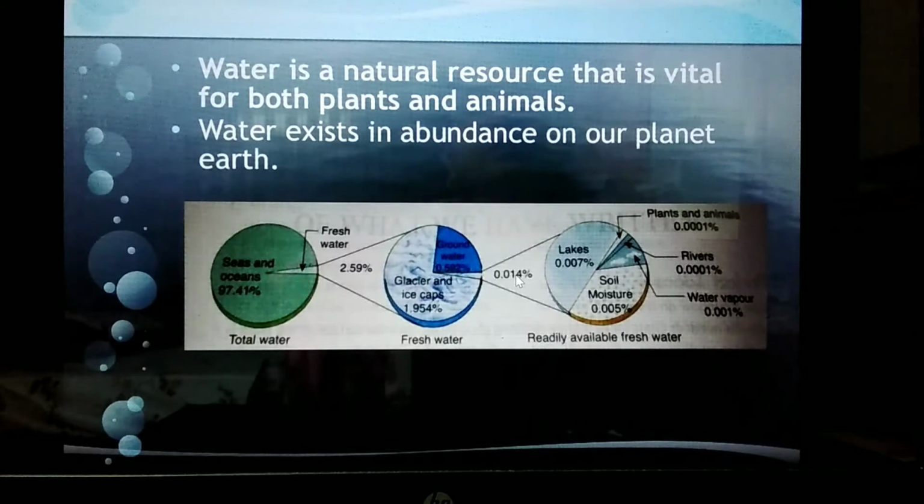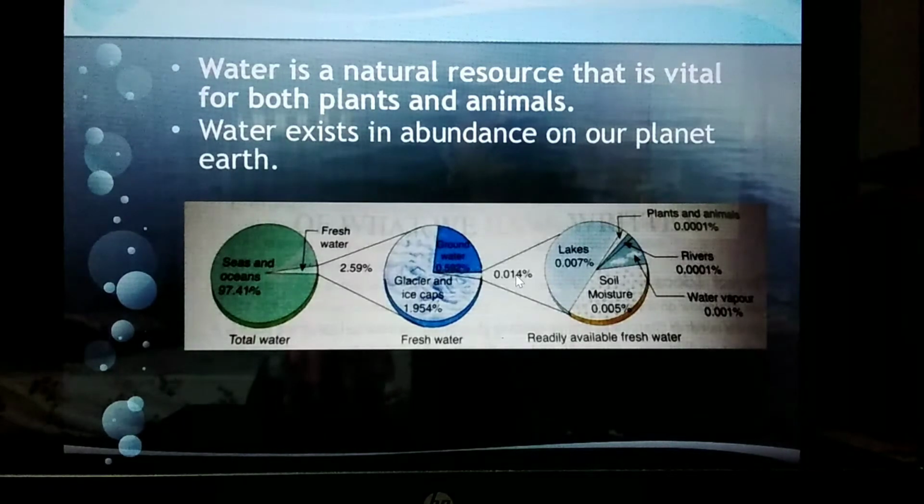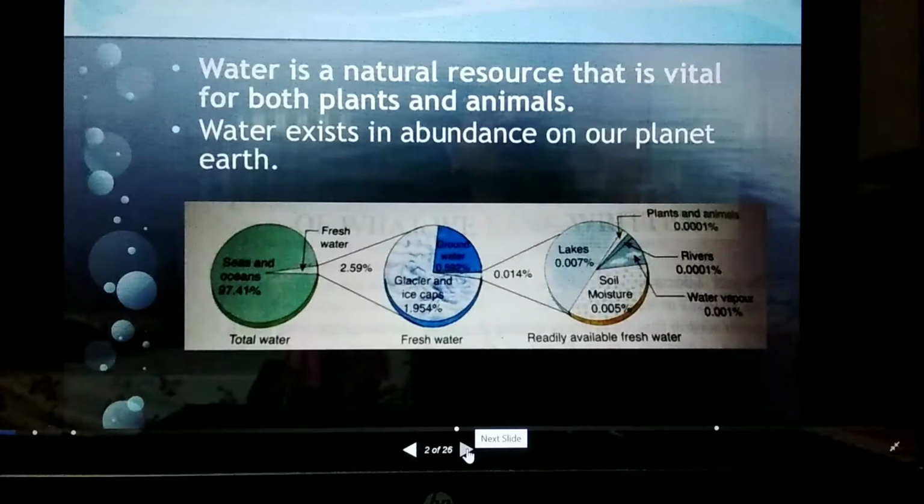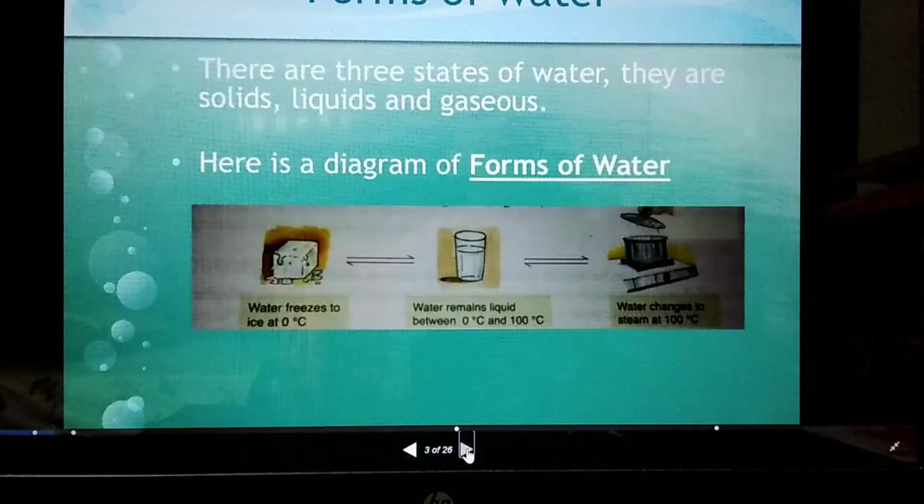Of this fresh water, we are using only the lakes, where 0.007% is present, whereas in plants and animals it is 0.0001%, and rivers are also the same, but water vapor is 0.01% and soil moisture is 0.05%. So this water percentage is very small and it is very important. We need to conserve it. We need to store it. We need to use it judiciously.